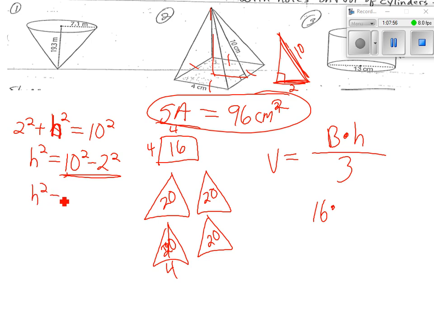And then take the square root, and what's it tell us H is? Ethan says 9.8. Anybody else get that? 9.8, yeah. So what's the height of this pyramid? 9.8. So 16 times 9.8, and we still have to do what?